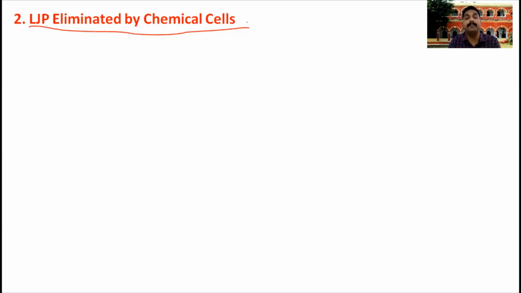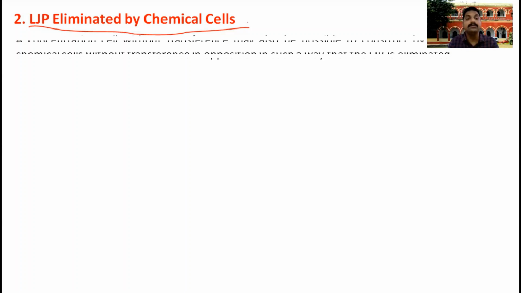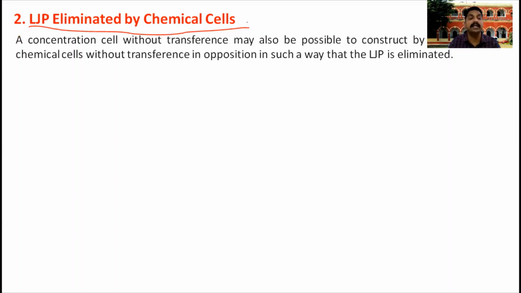यहाँ पर हम दो chemical cells को ले लेंगे जिसमें कोई भी लिक्विड जंक्शन पोटेंशियल नहीं है और ये दोनों केमिकल सेल्स को ऑपोजिट डायरेक्शन में हम कनेक्ट करेंगे ताकि कोई ओवरऑल लिक्विड जंक्शन पोटेंशियल ना हो। ऐसे हमें एक कॉन्सेंट्रेशन सेल कंस्ट्रक्ट होगा। So thus here we are constructing a concentration cell without transference by using the chemical cells which are without transference connecting in opposite direction.